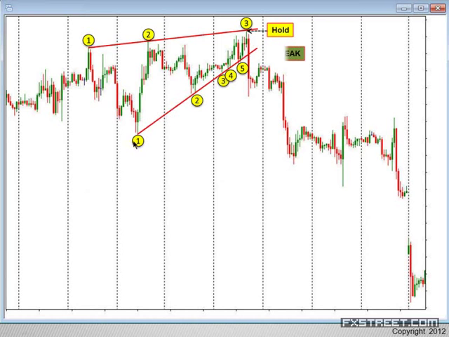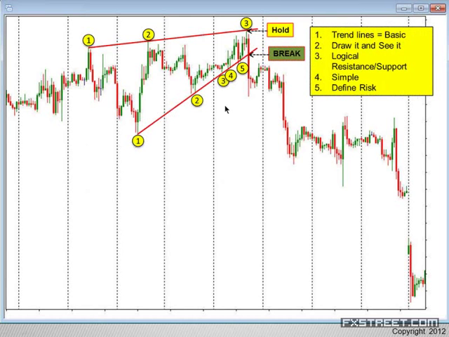In an environment where there's uncertainty, use these simple visual tools because traders are looking for them. Traders are looking for ideas to trade against where they can define risk, where they can limit risk, where they can know where they're right and where they're wrong. So if you just connect 1, 2, 3 points, just like we did on the other chart, this is basic. You can draw it and see it. You can see it's logical. It holds resistance up there. It's logical resistance. It's simple, and it defines risk. If you trade against this level, you define risk against that level. The level is defined by the trend line, and the market holds that level.